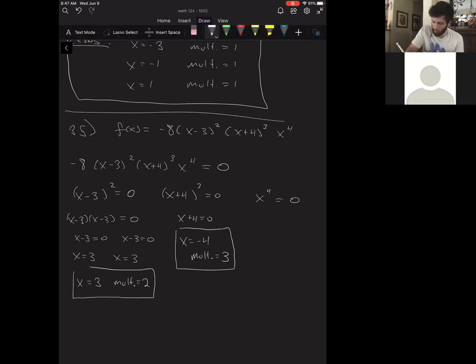Over here, we have x to the 4 is equal to 0. That's just the same thing as writing x is equal to 0 four separate times because we have a power of 4. So really all we're doing is solving this equation 4 separate times. But there's nothing to solve here. We just get x is equal to 0. So that's our zero, and our multiplicity is going to be 4.